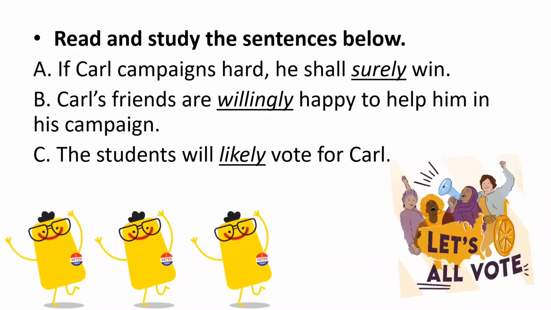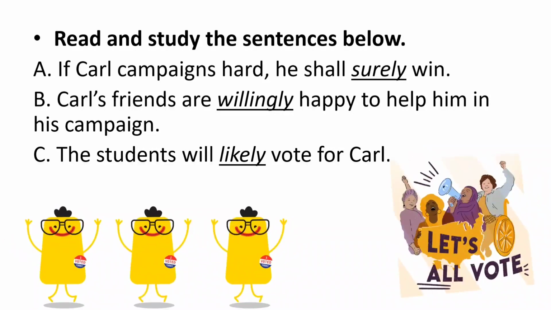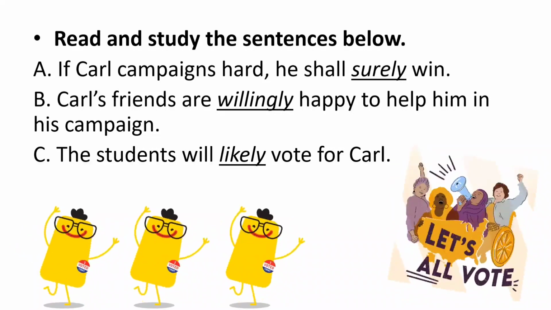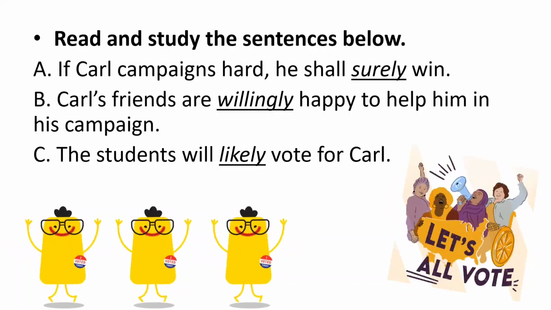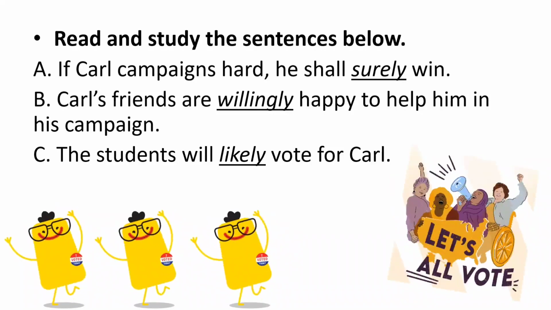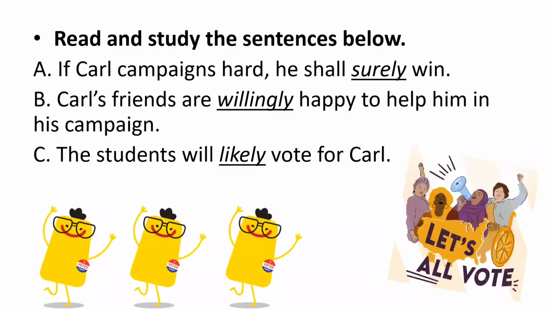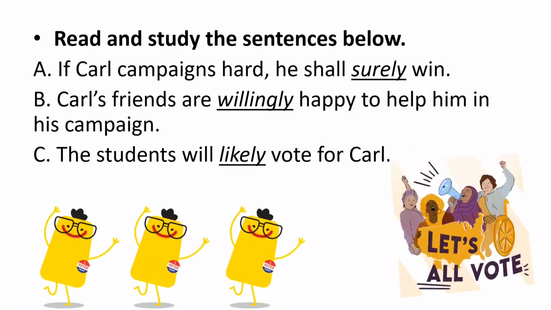Let us read and study the sentences below. If Carl campaigns hard, he shall surely win. Carl's friends are willingly happy to help him in his campaign. The students will likely vote for Carl. What do you call the underlined words in each sentence?